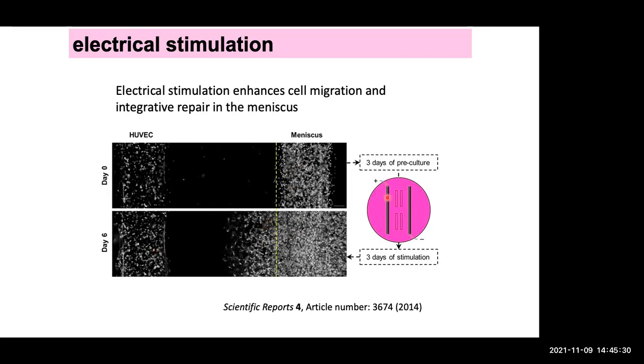So they have the carbon rods, the black ones, one here and another one here, and they apply the electrical stimuli across the culture system. In 3 days, they can see the cells migrate faster compared to another one which did not have the electrical stimuli applied. The cells just stay where they are.